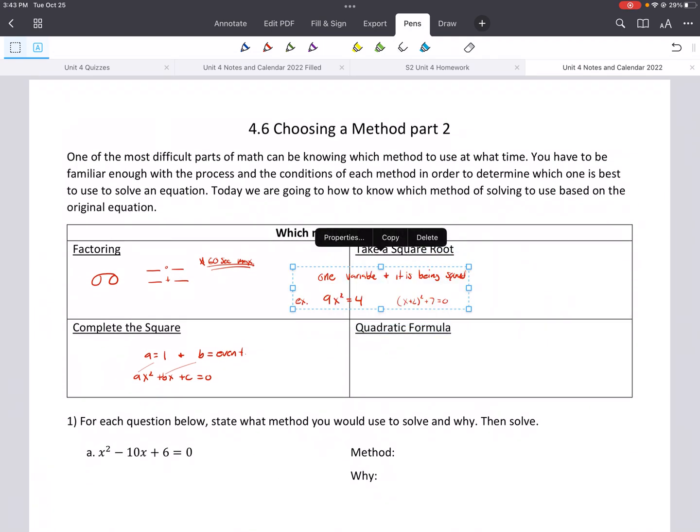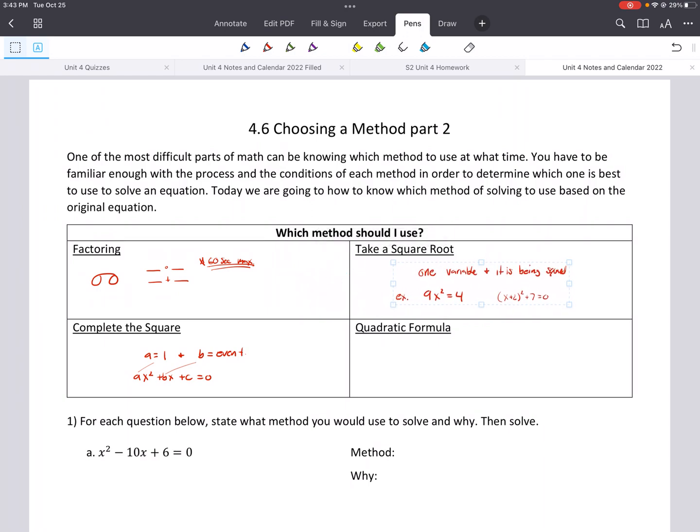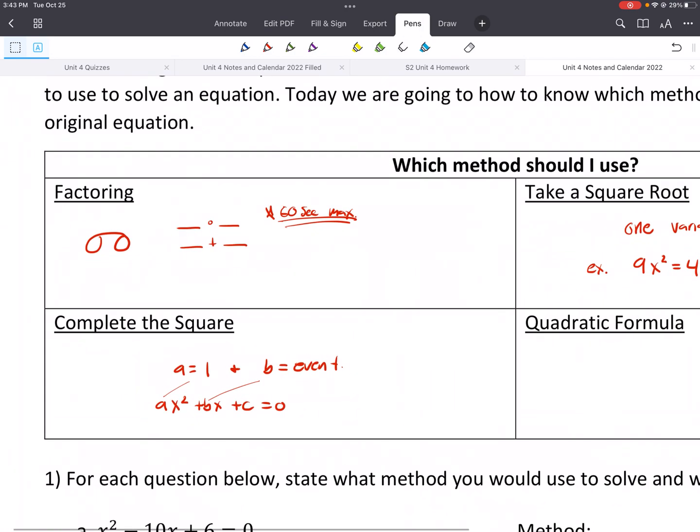Factoring works great if you can find the 2 things that multiply and add. Okay, and again, just a reminder that if it takes you more than 60 seconds, chances are it's not factorable, and I don't want you to spend too much time trying to figure out something that can't be done. Okay, so look at it, see if you can find 2 things that multiply and add. If not, go on.